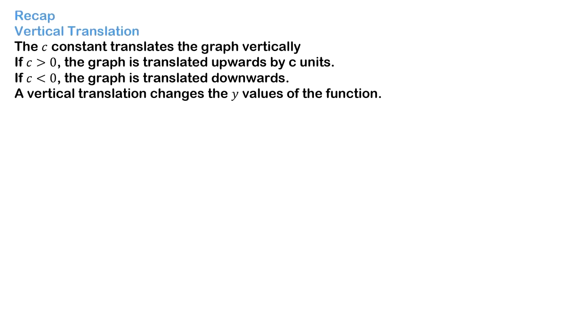To recap the video, the c constant translates the graph vertically. If c is greater than 0, the graph is translated upwards by c units. If c is less than 0, the graph is translated downwards. A vertical translation changes the y values of the function.